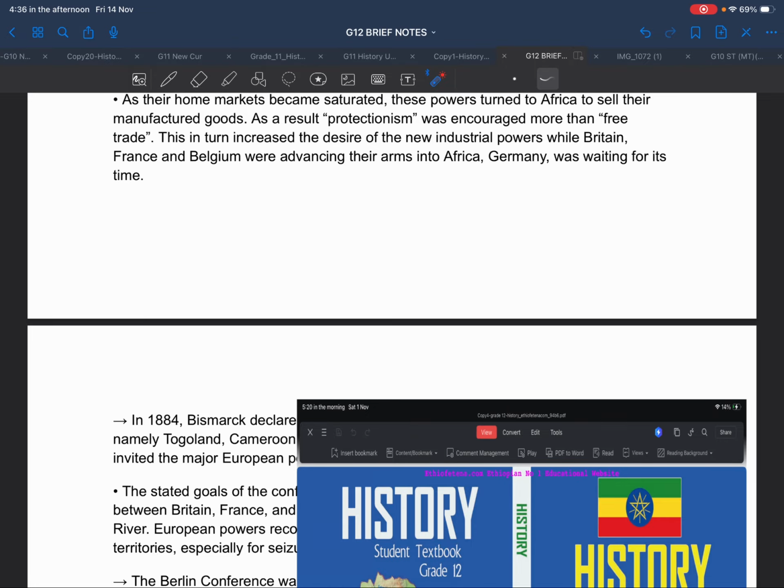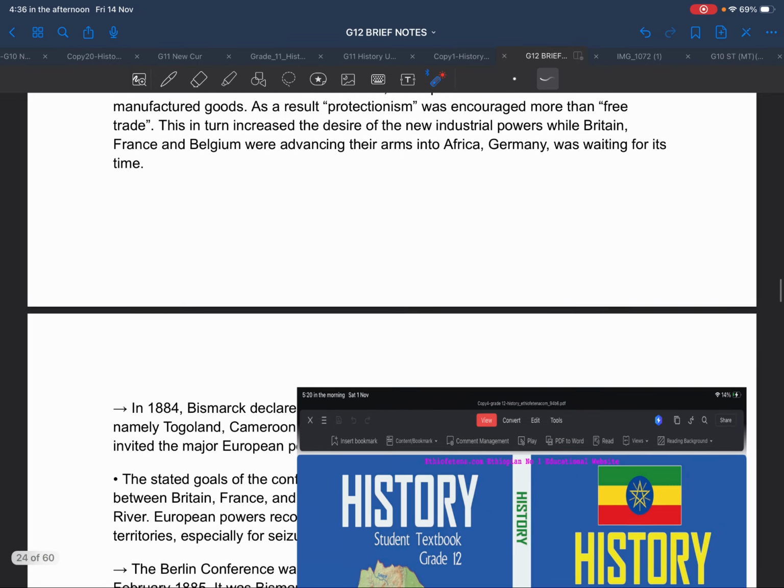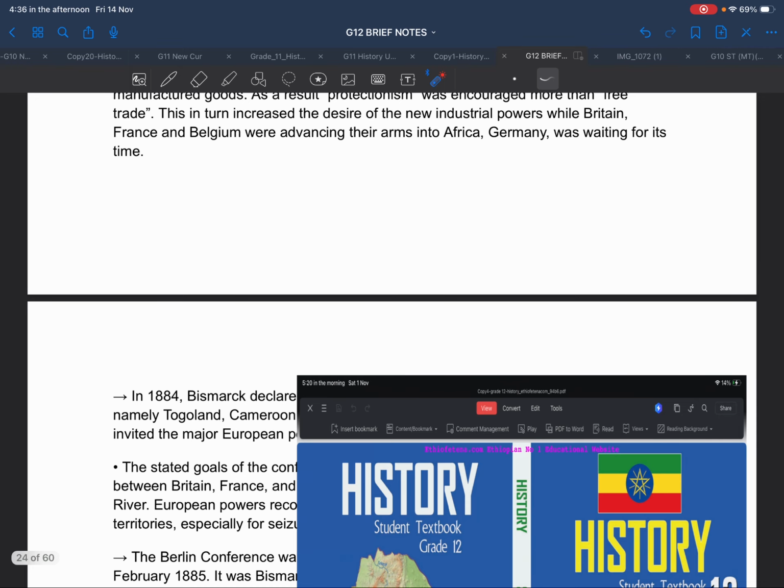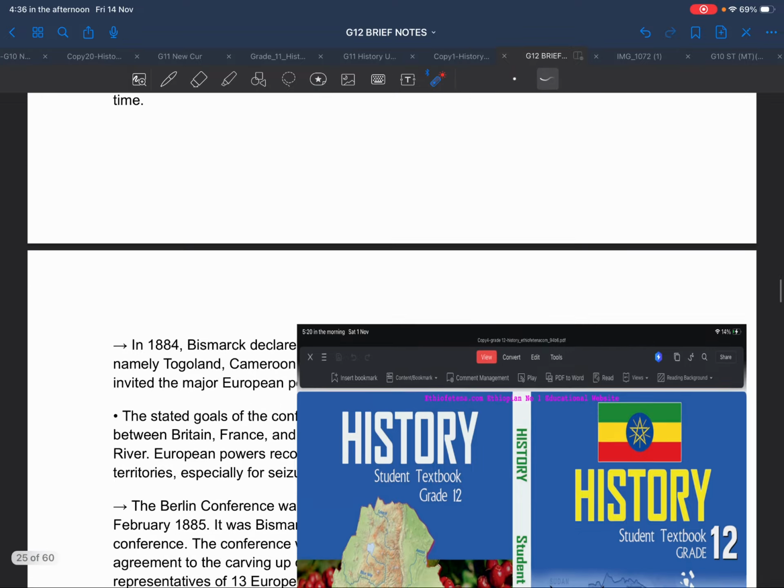This in turn increased the desire of the new industrial powers. While Britain, France, and Belgium, these three, were advancing their armies into Africa, Germany was waiting for its time. They would become four when Germany was included in this group.